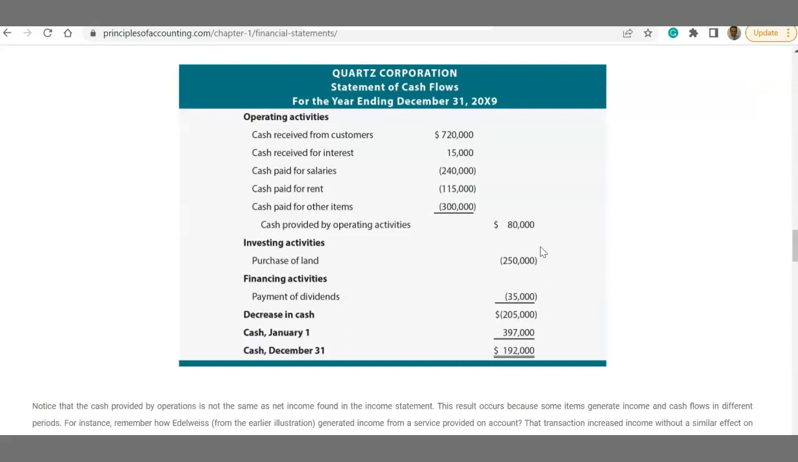Why? Because the income statement is prepared based on what you earned. We have 2 types of accounting method. We have the cash method of accounting. We have the accrual method of accounting. Under the cash method of accounting, you have $80,000 operating, and you have $80,000 net income. You only record revenue when you get paid. You only record expense when you pay for those expenses.